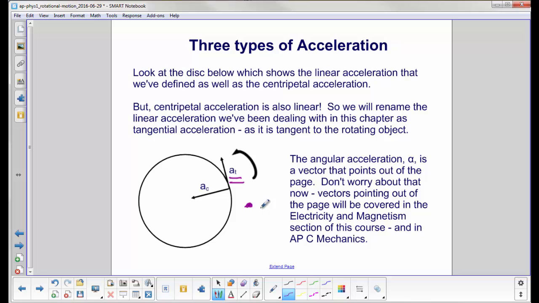We talked about how it's positive and negative, but it's also a vector, and it either points into or out of the page. Don't worry about that now. We're going to talk about vectors pointing out and into the page in the electricity and magnetism section of this course, and also next year in APC mechanics. So we have three accelerations. Centripetal points towards the middle, tangential points tangent to the circle, and then we've got angular acceleration, which is either going into the page or coming out of the page. These two are our linear accelerations, centripetal and tangential.